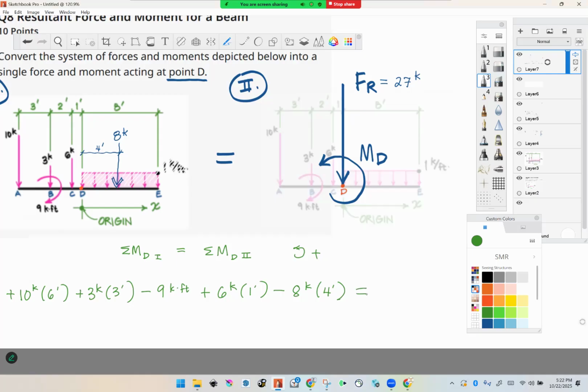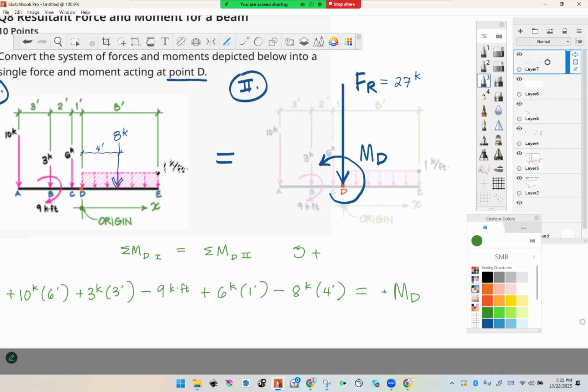The right side of this is a lot cleaner. I just need the summation of moments about D in subsystem 2. This force is coincident, so it's not going to enter my moment formulation. All I need is this couple moment, that's what I'm solving for. So we'll toss M sub D here, and I drew it counterclockwise, which per my sign convention is positive.